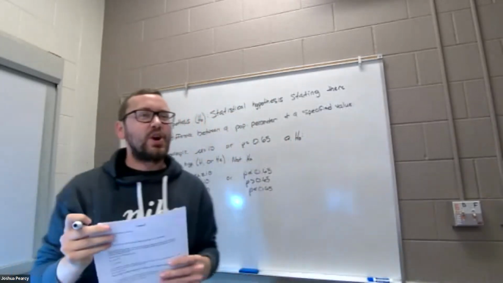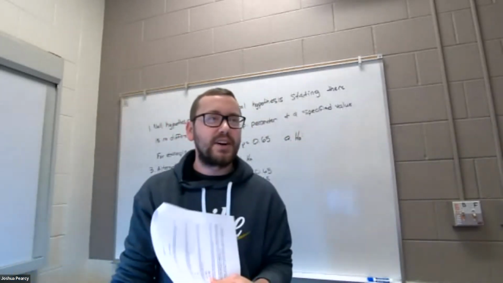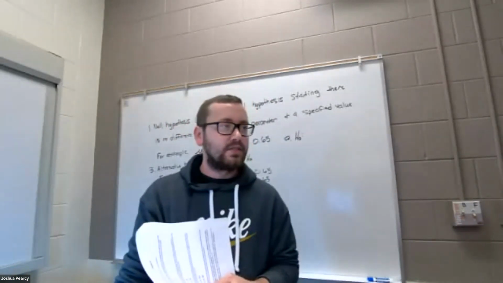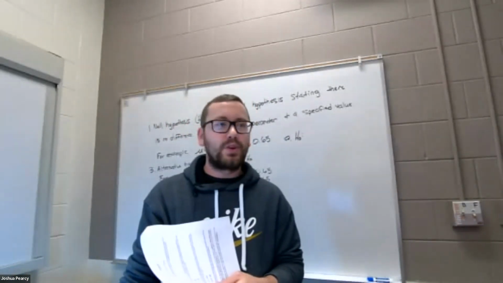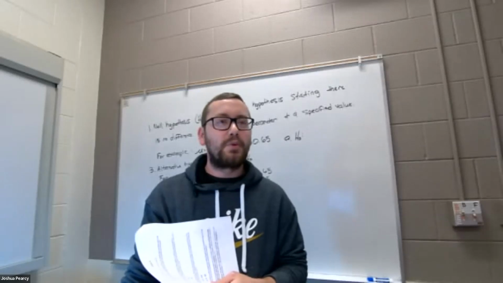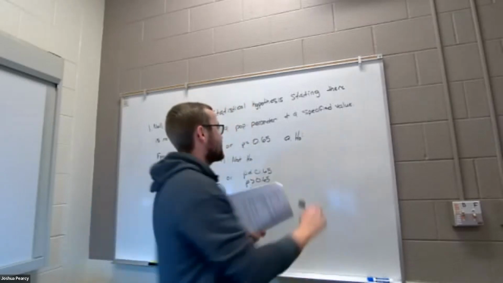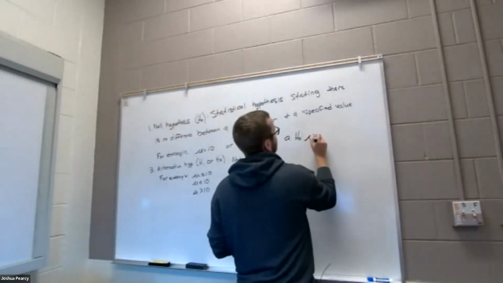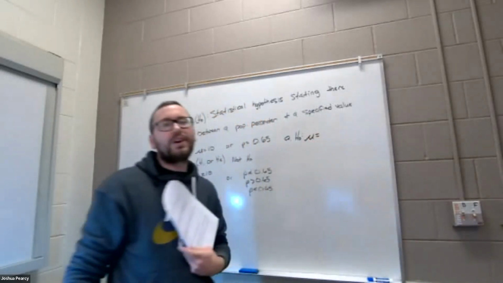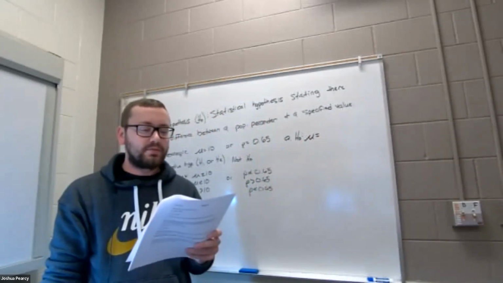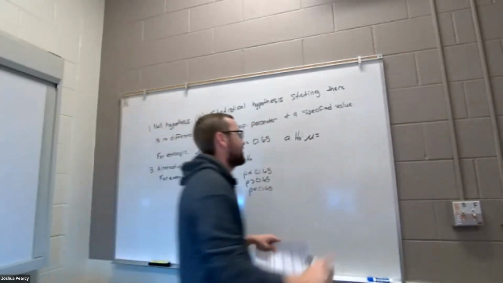It states that there's no difference between a parameter and a specified value. In this case, what is the parameter we're interested in? Yeah, birth weight. And what is that? Is it a mean or a proportion? It's a mean. So that means that mu is going to be equal to some specified value. And what is the specified value in the problem? 8.6, correct.